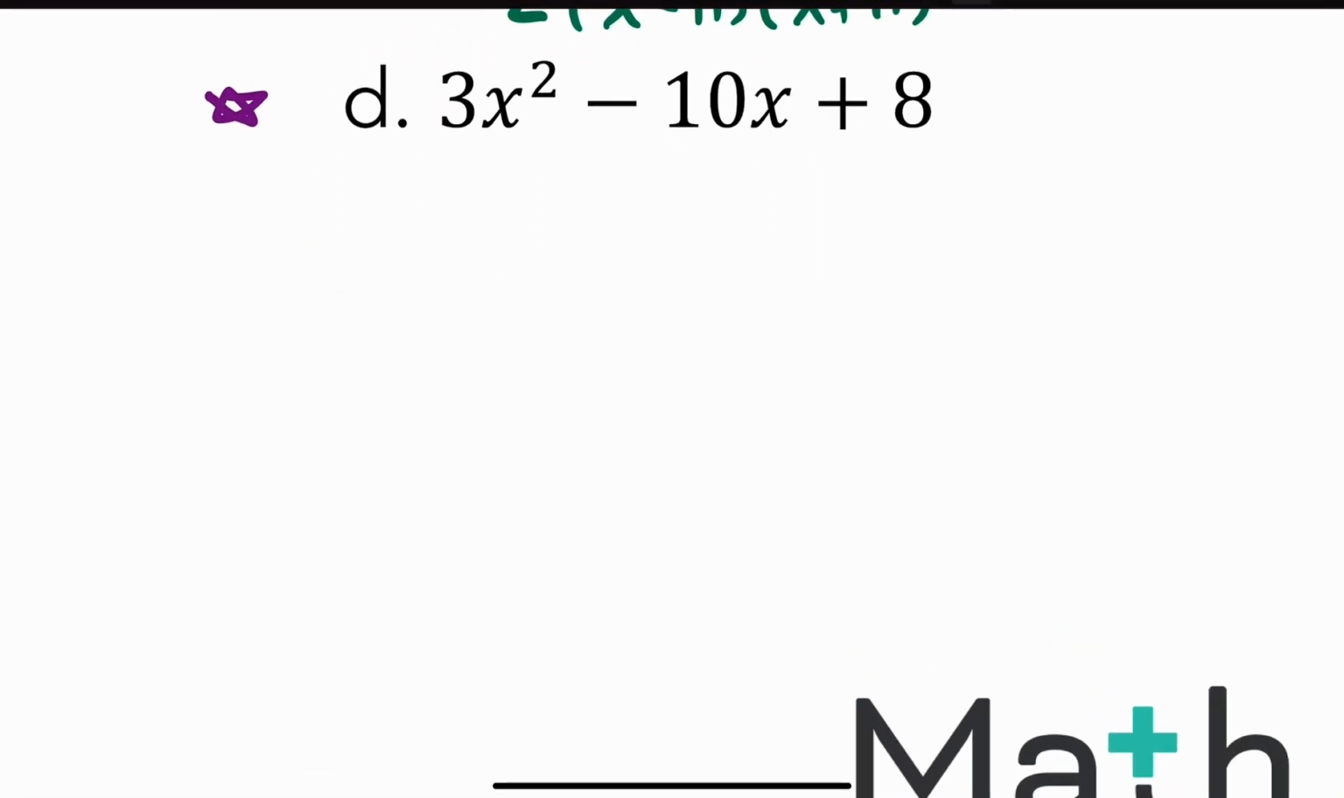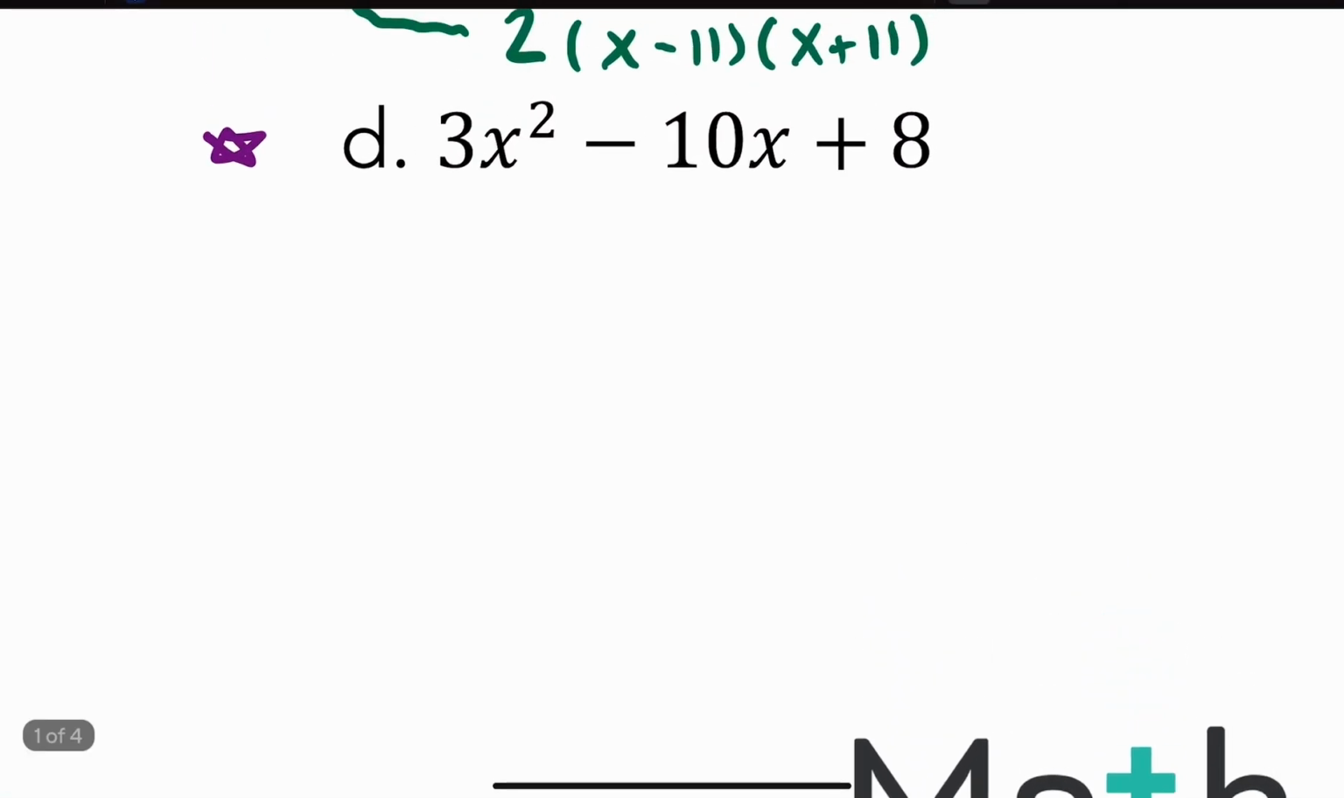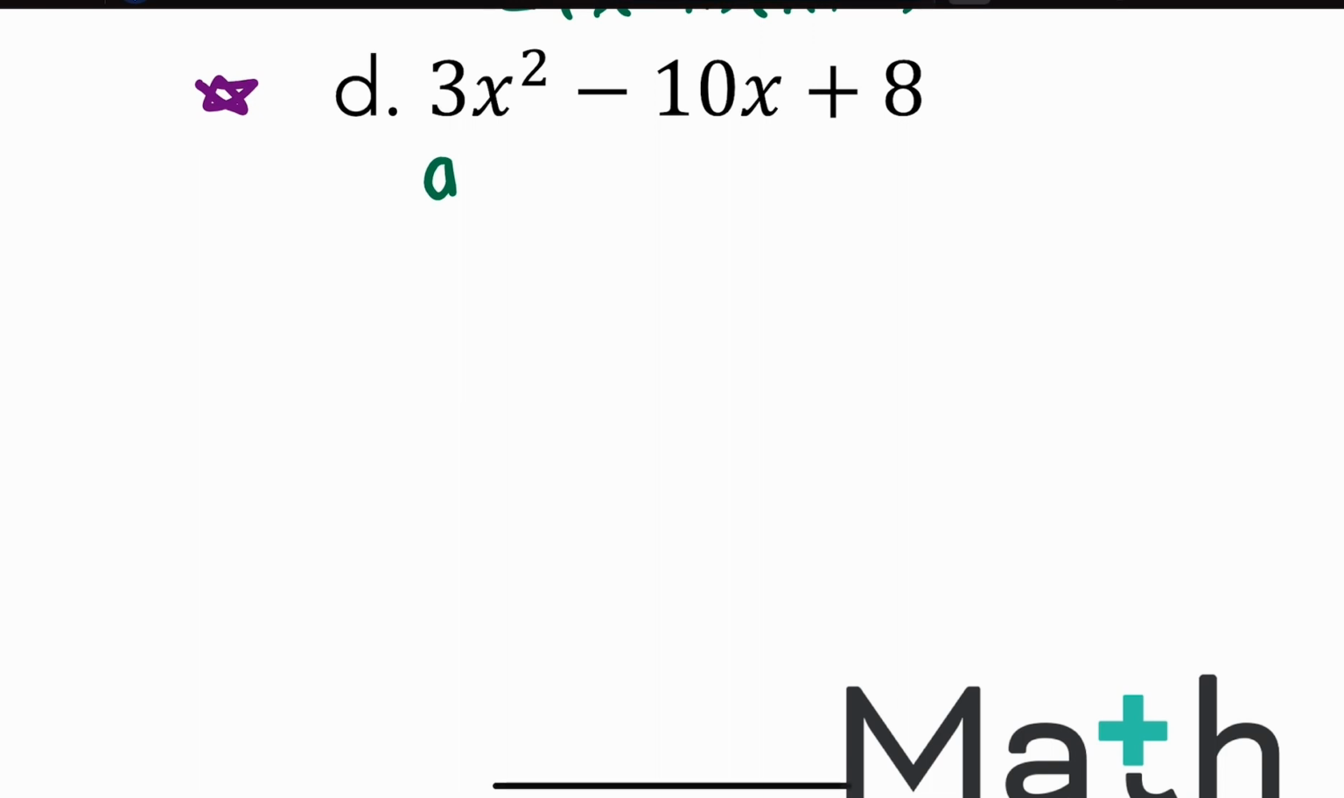Now with D, there's no greatest common factor that we can go ahead and pull off. So let's identify our A, B, and C. Our A is 3. Our B is negative 10. Our C is 8. So when we do our A times our C, we get 24. So we need two things that when we multiply it together, we get positive 24. But when we add them, we get negative 10.